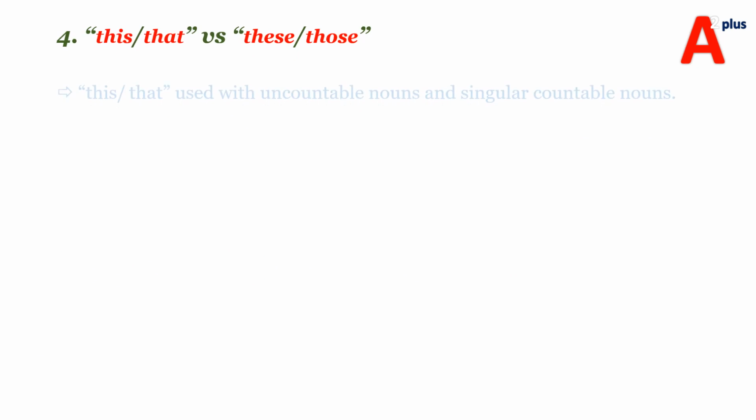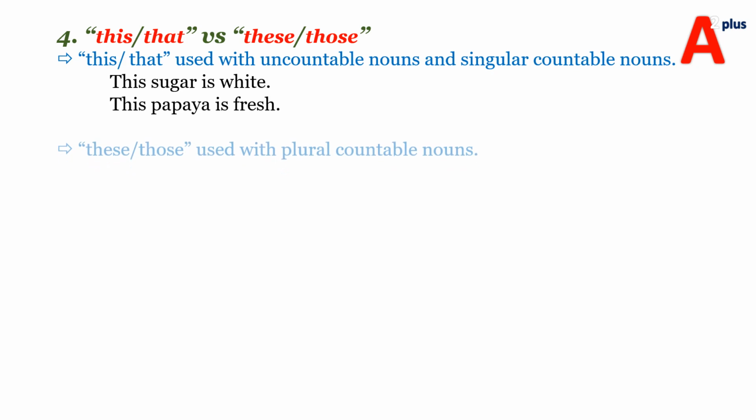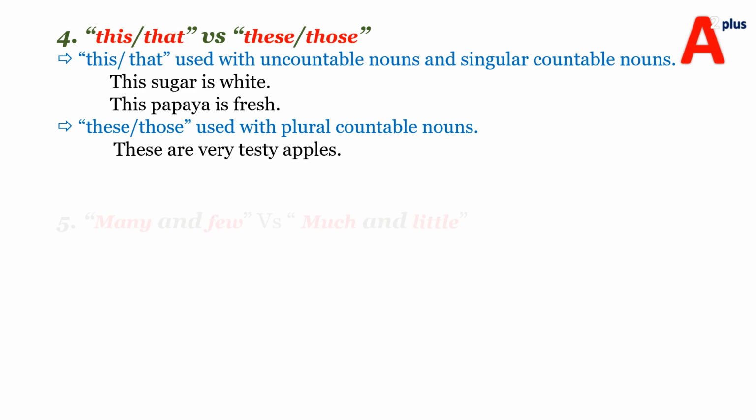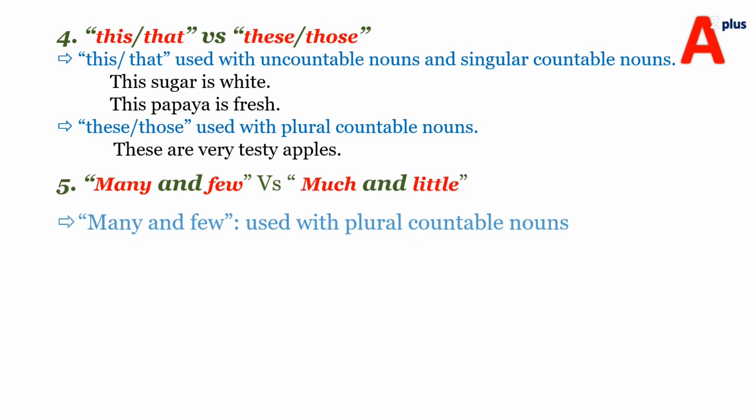The fourth one is governing this, that versus these, those. This and that are used with uncountable nouns and singular countable nouns. Similar to is, and usually this and that go with is. For example, this sugar is white. This papaya is fresh. So this is similar to that of is.